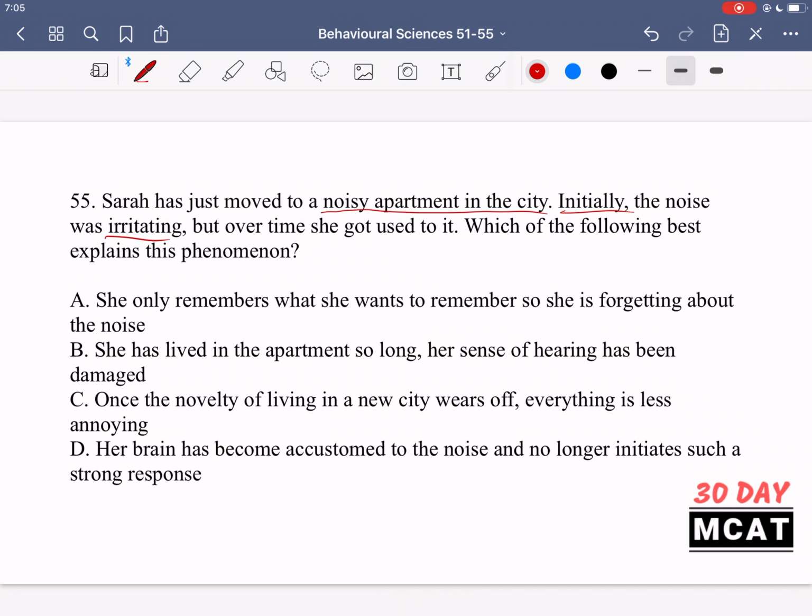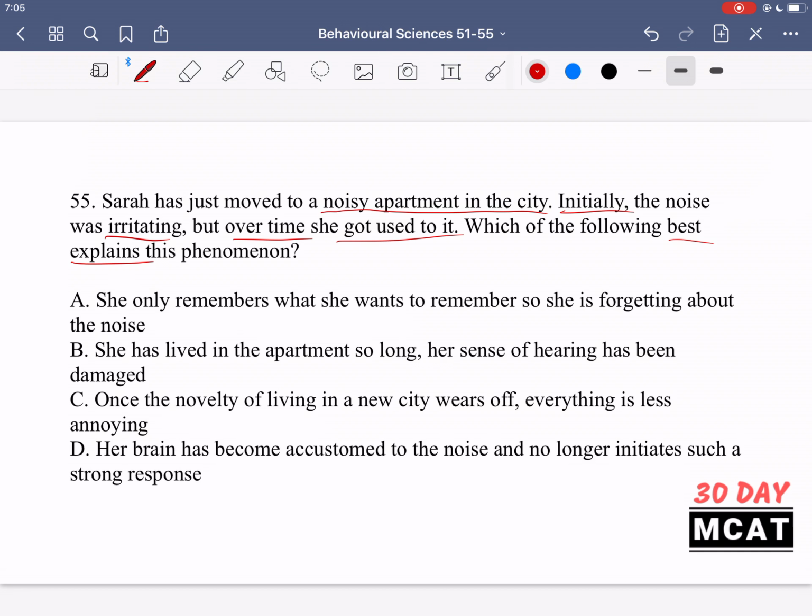Initially, it was irritating. Over time, got used to it. So what best explains this? This is explaining habituation, which is when you have a sensation or some sensory input that's occurring the first time, you notice it because you're getting this input, your brain's trying to figure out what is this, especially if it's like a very loud noise, something that's irritating. But then later on, your brain sees that this is a constant that's happening, therefore it must not be something that you really need to pay attention to, not really that important, so your brain kind of just ignores it and focuses on other novel stimuli.